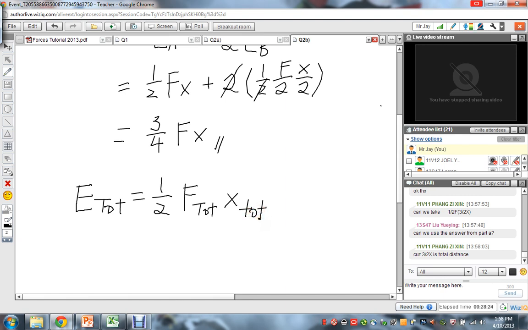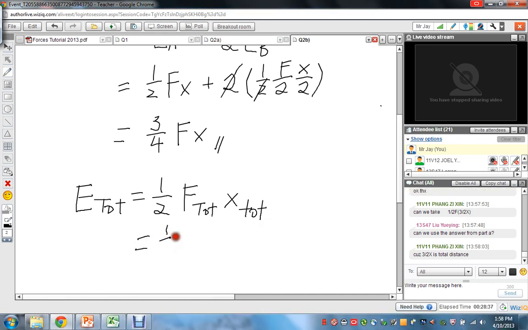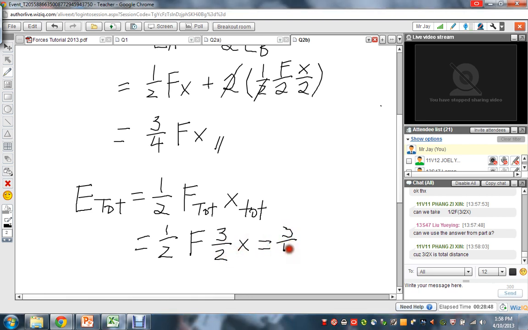Yes, this is what you mean, right? If I take the total energy to be equal to half of the total force times the total extension, you will get the same thing. Half, total force is F, total extension is 3 over 2 times x, and you get back 3/4 Fx. Good. You get the same result.